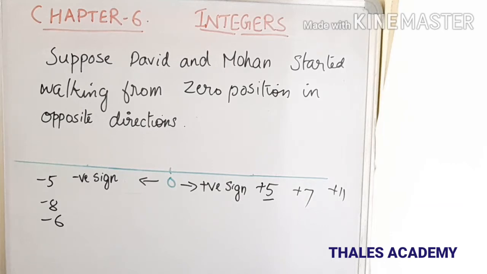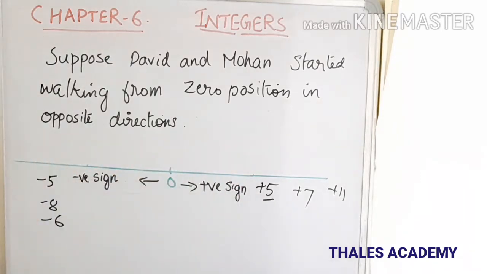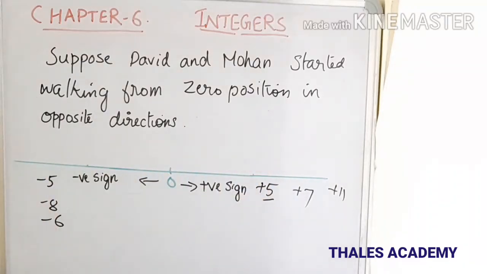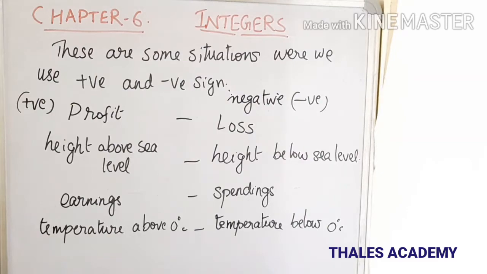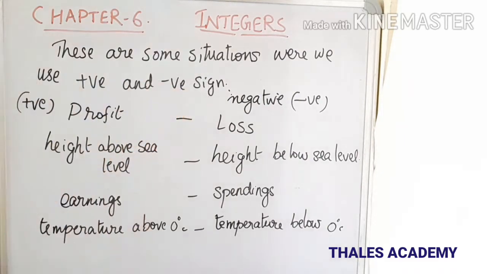8 steps to the left of 0 is represented as minus 8 and 7 steps to the right of 0 is represented as plus 7. 11 steps to the right of 0 is plus 11 and 6 steps to the left of 0 is minus 6. These are some of the situations where we use positive and negative signs.